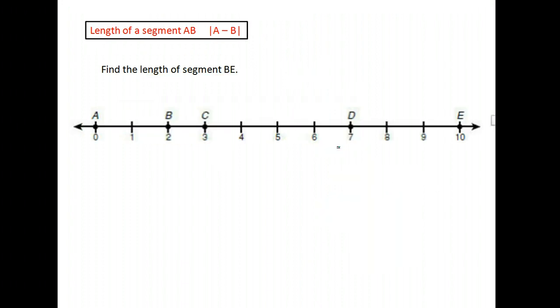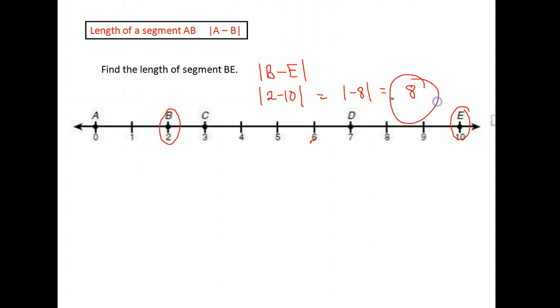All right, next we're asked to find the length of segment BE on this number line. So again, if we want to use the formula, we're supposed to take the coordinate of B minus the coordinate of E and do the absolute value. Let's locate each one. B is located at 2, E is located at 10. So we have the absolute value of 2 minus 10. 2 minus 10 gives us negative 8, and then the absolute value makes that a positive number. So the length of the segment BE is 8.